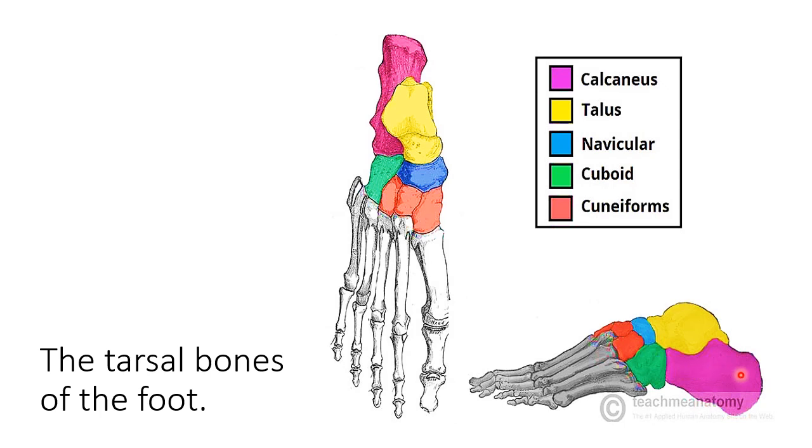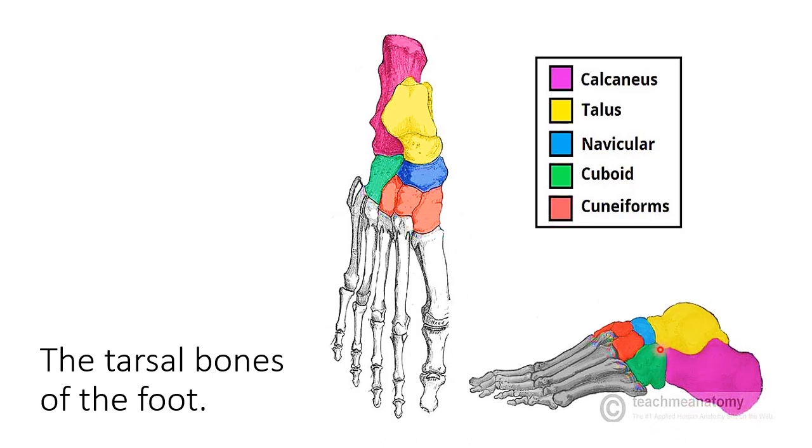Now the calcaneus is the largest tarsal bone. It's underneath the talus and is forming the heel. It has two articulation sites. Superiorly is with the talus, the subtalar joint, or talocalcaneal joint. And anteriorly, we have the cuboid, the calcaneocuboid joint. And these are synovial joints.